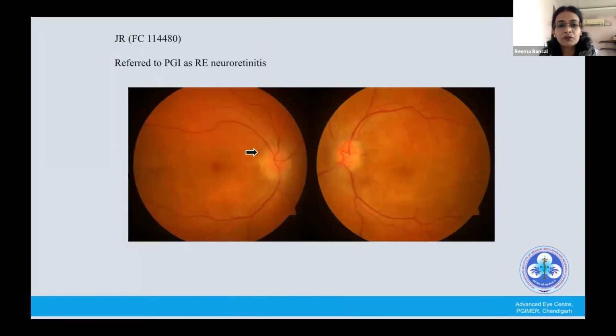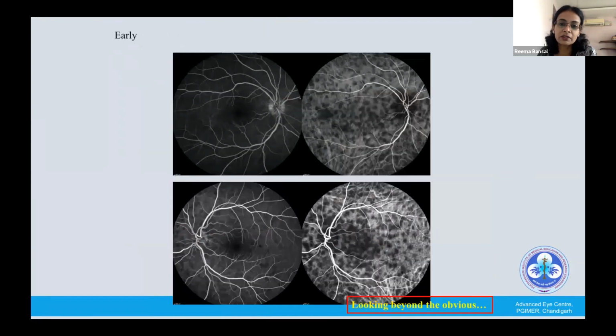This was a patient with disc edema in the right eye, referred from outside to PGI as a case of neuroretinitis, and the patient actually landed up in our department rather than going to neurology. Fortunately for him, what we saw were these subtle choroiditis lesions in both the eyes, which were probably ignored by the referring physician. And we did a combined fluorescein and ICG, which showed that the whole choroid was full of granulomas in the early and the late phase.